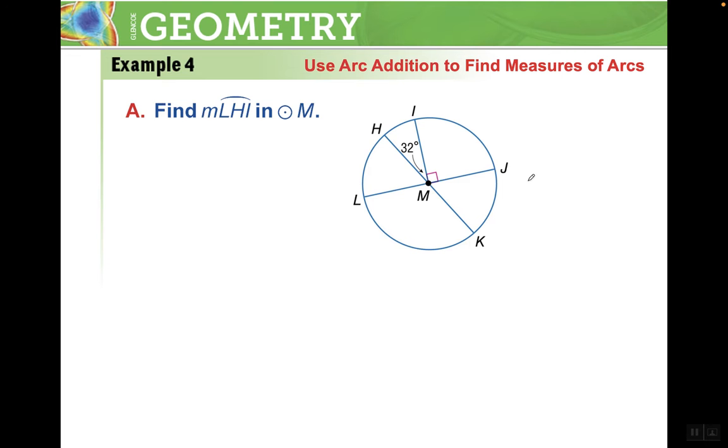So measure of arc LHI. So right here. I can honestly do this just at first glance here because we know this is 90 degrees. This is a diameter, so this must also be 90 degrees. So we don't even have to do any calculations with that.